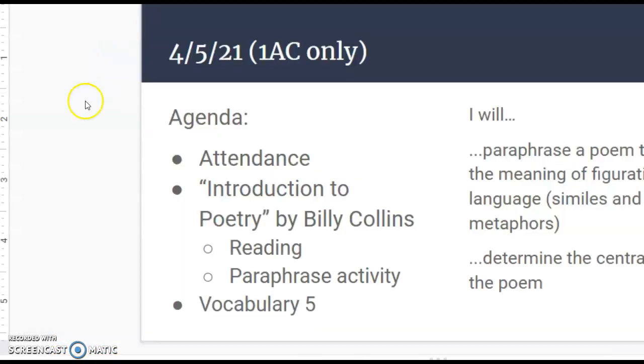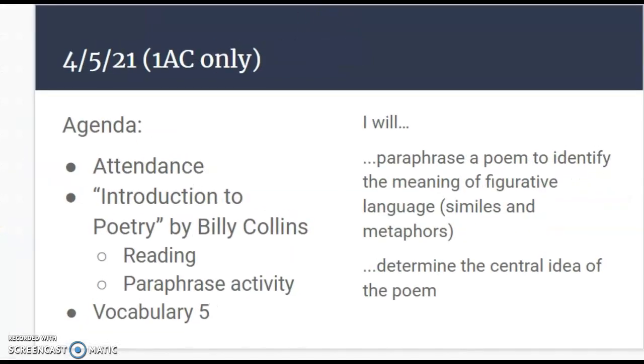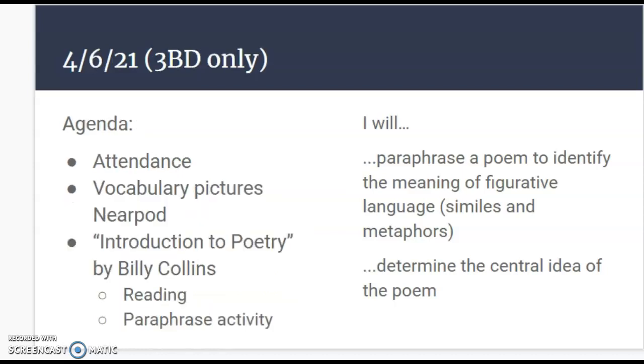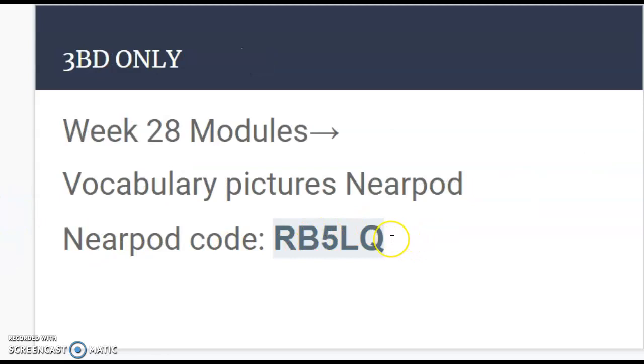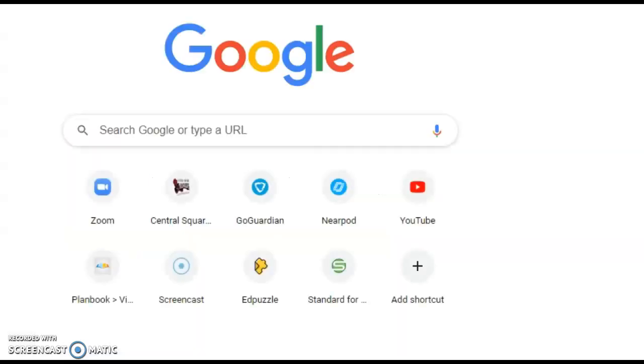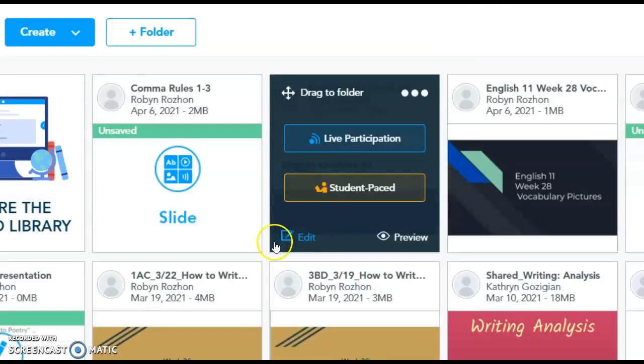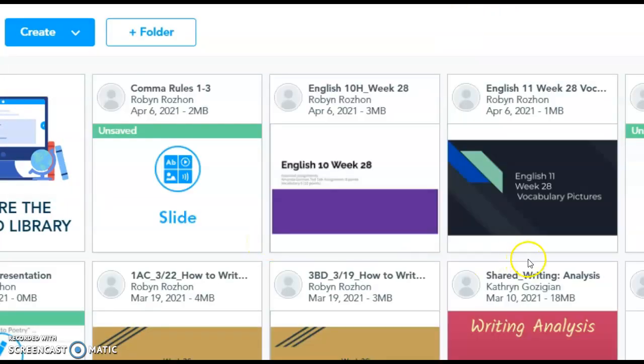For my 3B dears, we are actually starting with the vocab pictures Nearpod and then moving on to the intro to poetry. So the vocab pictures Nearpod, you can get to the Nearpod by going to join.nearpod.com and entering this code RB5LQ. And I'm just going to go to Nearpod now and just show you the directions so you understand. Where are we? Vocab pictures. Preview.